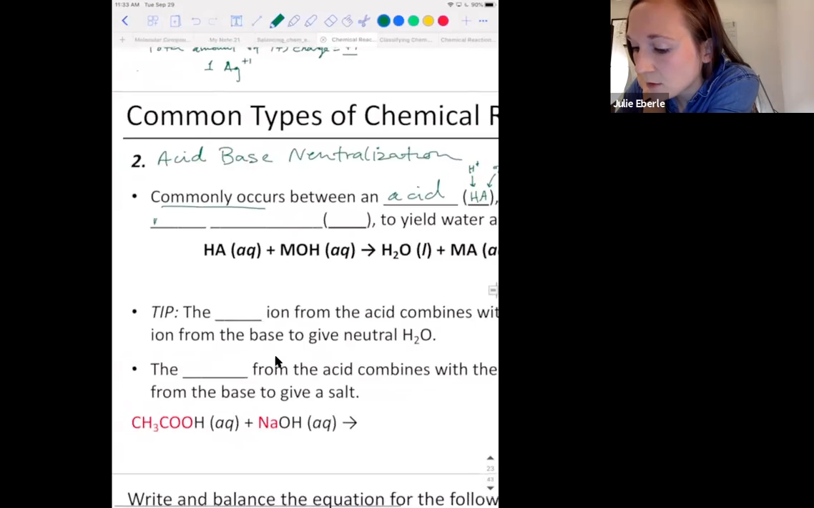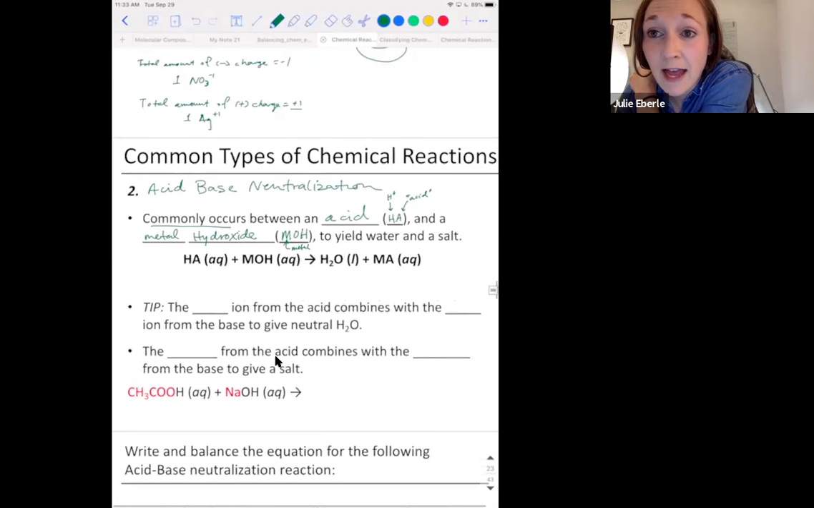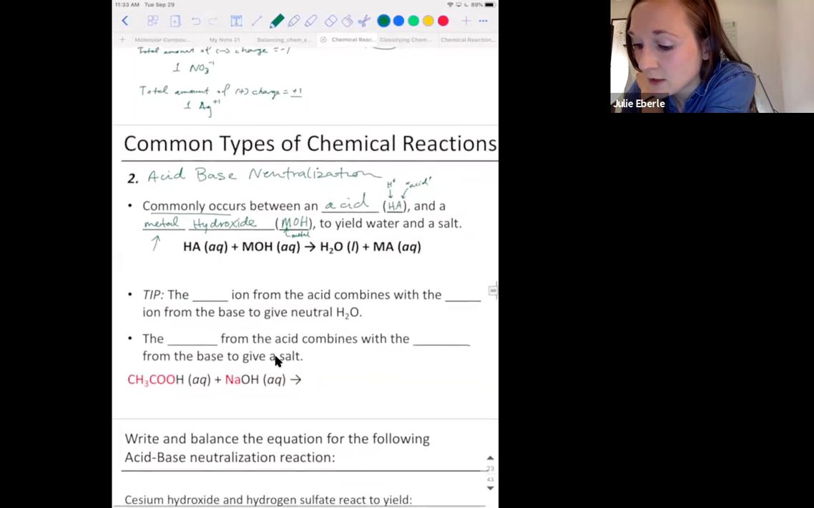And a metal hydroxide. Okay, what is hydroxide? It's OH minus. So I'm going to abbreviate this as MOH. M stands for the metal. It could be a transition metal. It could be a main group 1 or 2 metal. So the acid-base reactions commonly occur between an acid and a metal hydroxide, okay? If the acid is HA, the acid, then the metal hydroxide is the base, right? Because this is an acid-base reaction. So this right here, the metal hydroxide is your base. And what do they make? They yield water and a salt, okay?